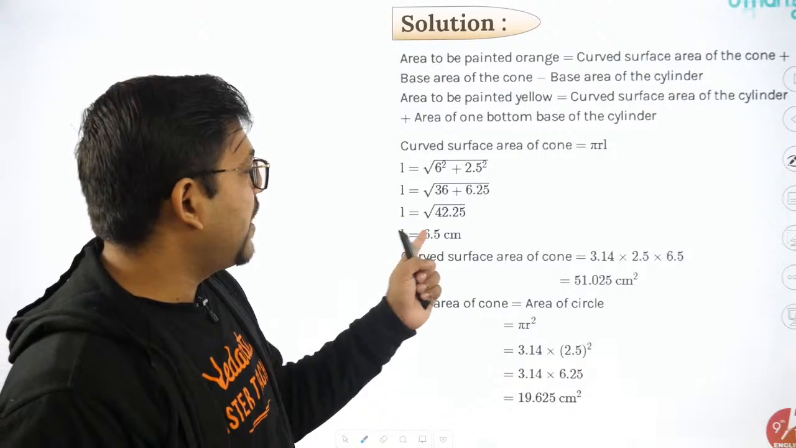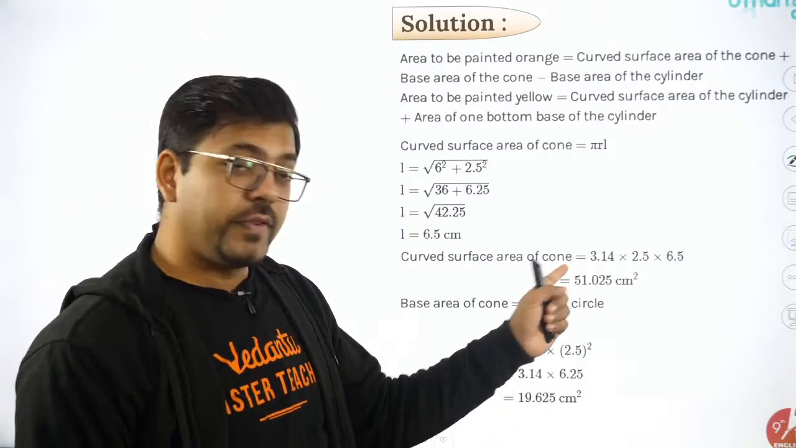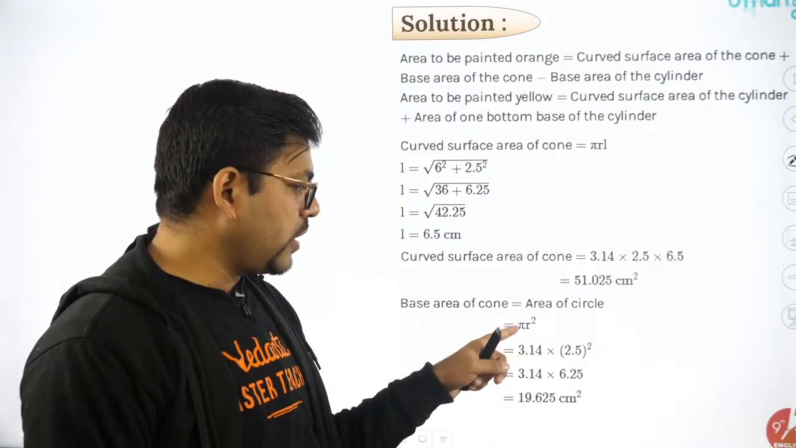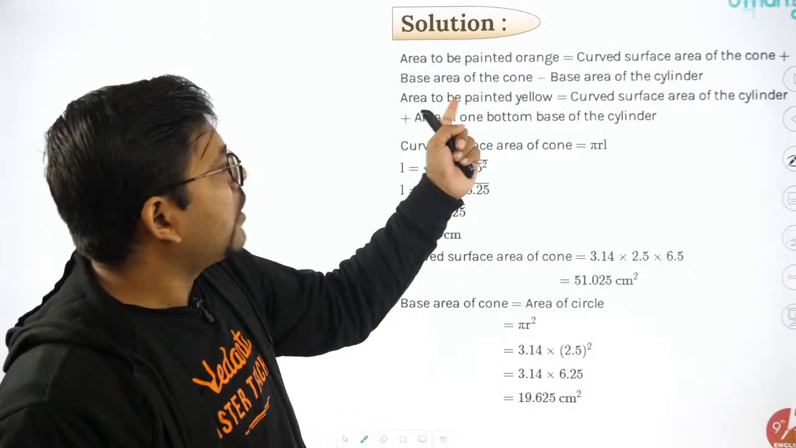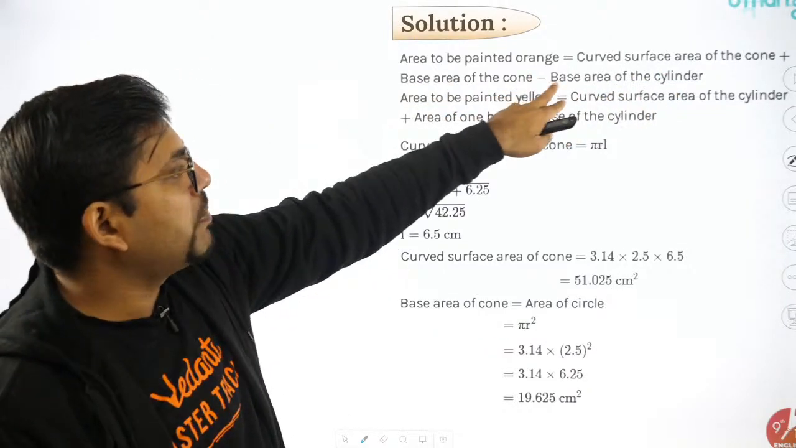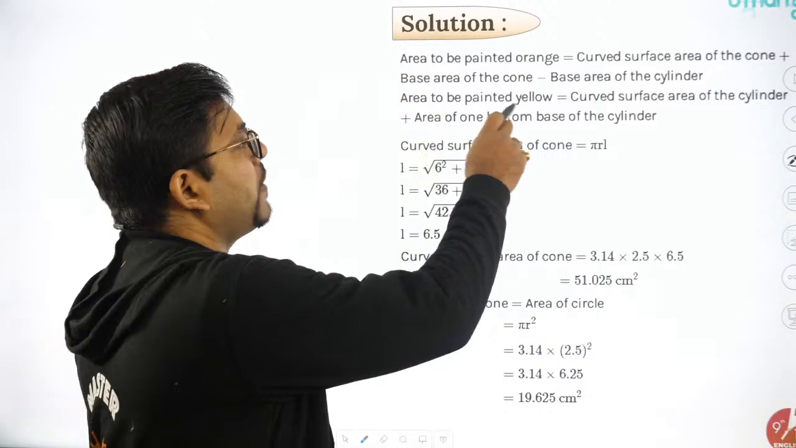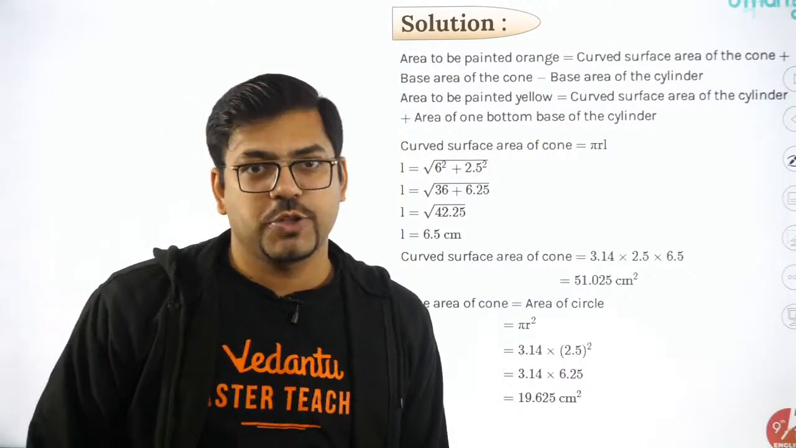So you would be able to find this L. Curved surface area of the cone, CSA. Base area of the cone. The base area of the cone is the area of the whole circle. Similarly, the area to be painted orange is the curved surface area of the cone plus base area of the cone minus base area of the cylinder. That is the area of the ring. Similarly, the area to be painted yellow is the curved surface area of the cylinder plus the area of the bottom in the case of the cylinder.